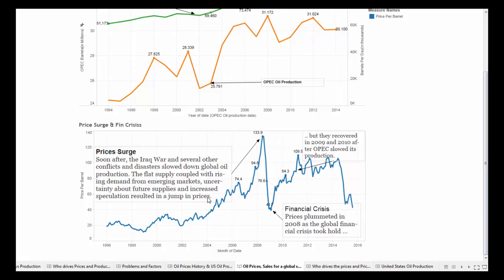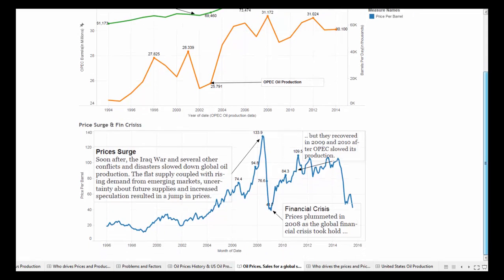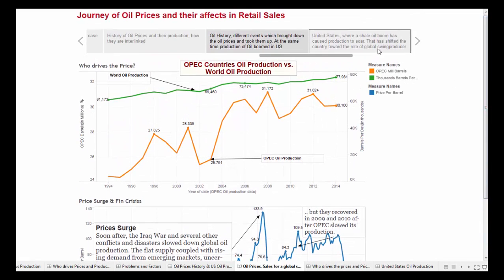In this graph we are trying to analyze the history of oil prices. We can see that the maximum oil price per barrel recorded was in June 2008. This was soon after the Iraq war, and at the same time in December 2008, because of the global financial crisis, prices were almost at an all-time low. Soon the OPEC countries slowed down their production, and the oil prices were on their recovery.